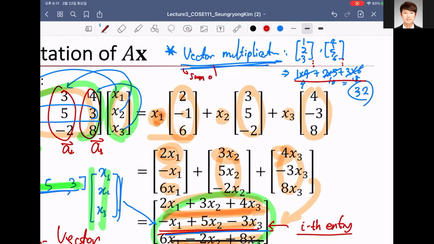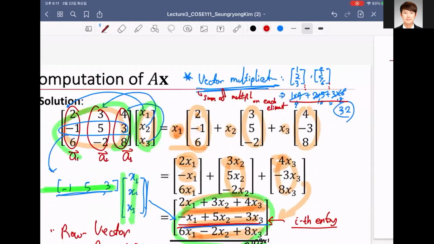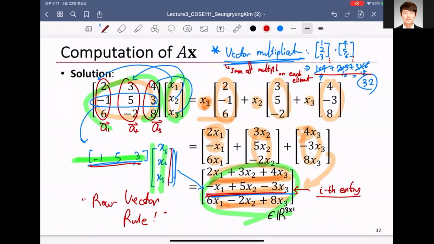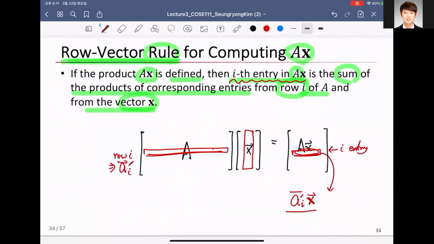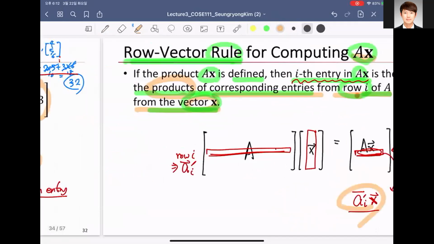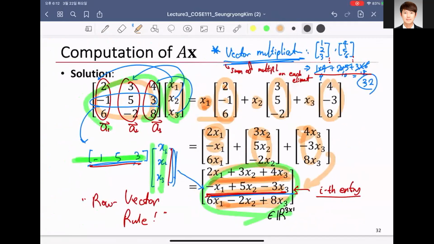Sum of multiplication of each element. Right? So this one and this one can be represented like this one. Okay? So here, the product of corresponding entries from row i of A and vector X means this one, okay? So this is a way to compute matrix A times X. 이렇게 하면 돼요, 여러분들. 어렵지 않아요. 제가 다 알려주겠습니다. 모르는 거 있으면 알려줘요, 그 대신. 근데 여러분들 뭘 모르는지 모르니까, 알겠죠?